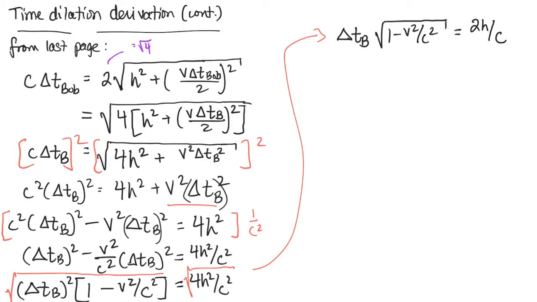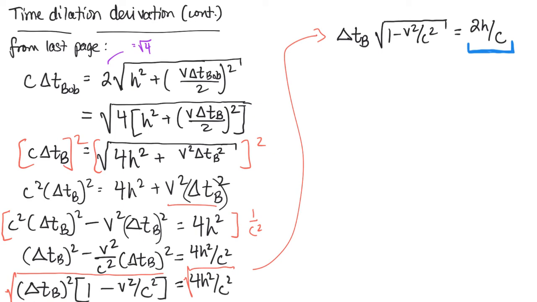Okay. Now, we're going to pause here, and we have to do some thinking, some physicsy thinking. 2h over c. What is 2h over c? Let's think about that for a minute. Remember, we chose delta t_B to be the time that Bob says it takes for Alice's light clock to make one round trip, to tick once, okay? Now in Alice's frame, her light clock, the photon goes straight up and straight down because her light clock is at rest in her frame.